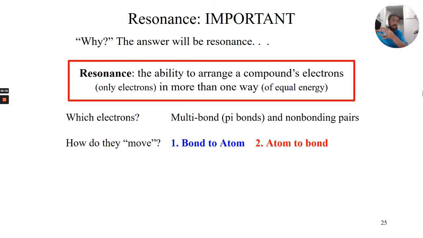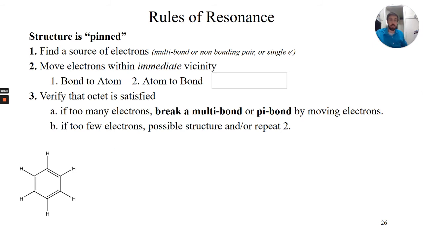Or they move from an atom, a non-bonding pair of electrons, into a bond. And that's it. Those are the only two ways you can manipulate them. Okay? So, rules of resonance, put it all together. We need to find a source of electrons. That's our multi-bond or non-bond. And move electrons to the immediate vicinity. Okay? There's our two rules.